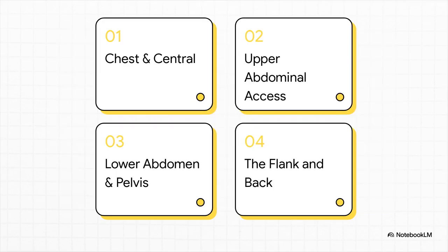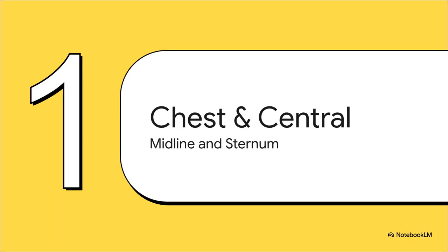To make this super intuitive, we're using a top-down spatial approach today. We'll be covering 1. Chest and central incisions, 2. Upper abdomen access, 3. Lower abdomen and pelvis, and finally 4. The flank and back. All right, moving right into section 1, chest and central incisions, specifically the midline and sternum.